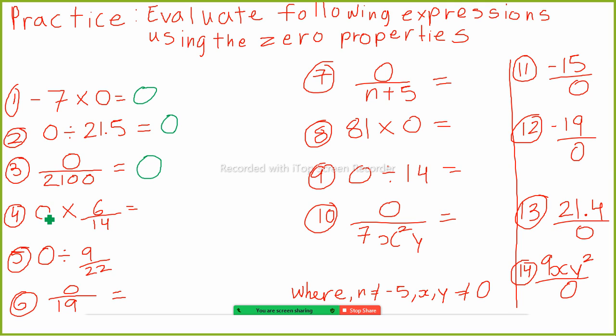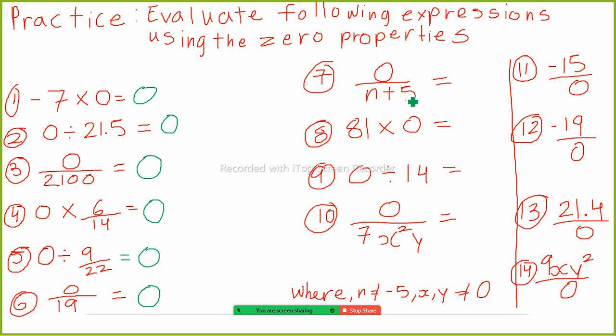What is number 4? This is for Casey. What is 0 times 6 over 14? 0. Very good, because 0 times any number is 0. Rashan, what is 0 divided by 9 over 22? 0. Very good. Dylan, 0 divided by 19? 0. Very good.